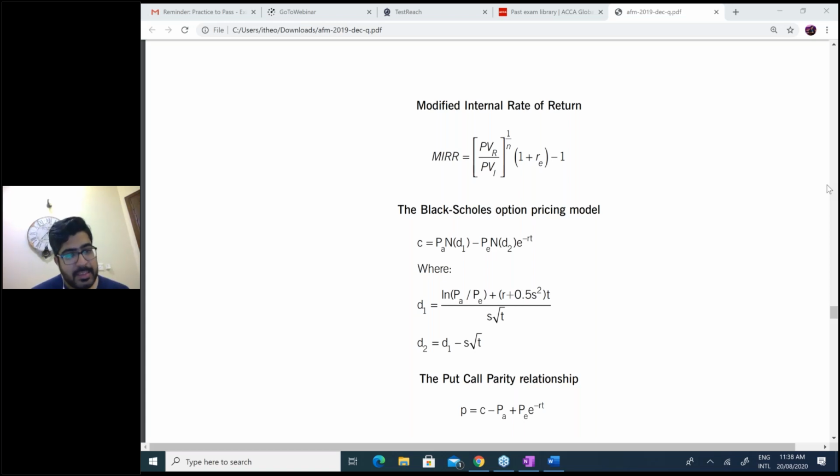Abdul Wahab, yes, in the CB exam as well as in manual exams, all these tables and formulas will be given.